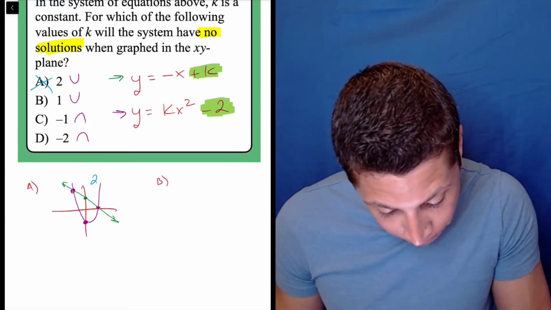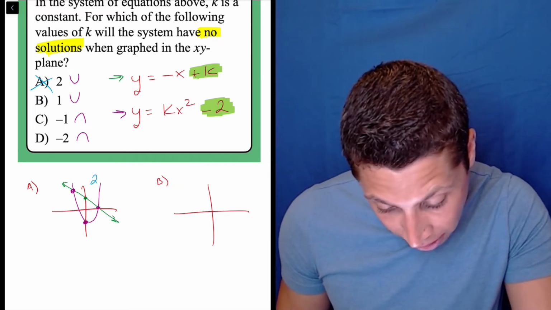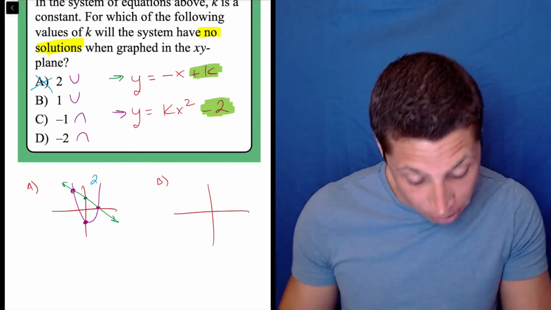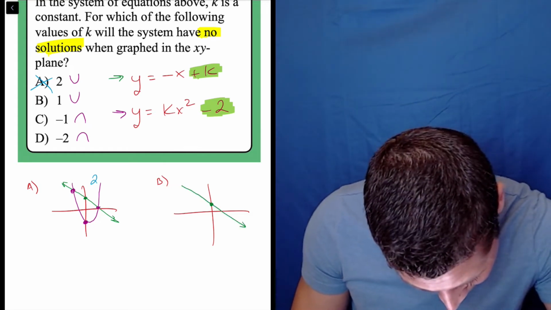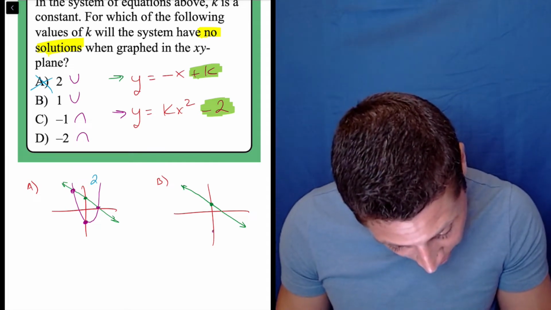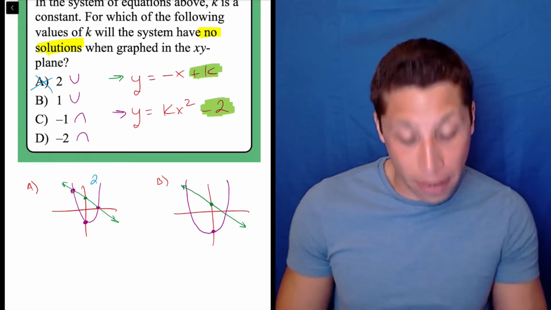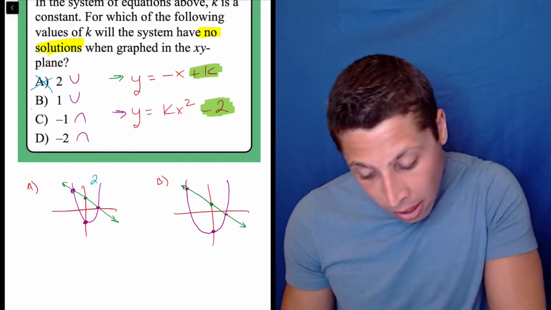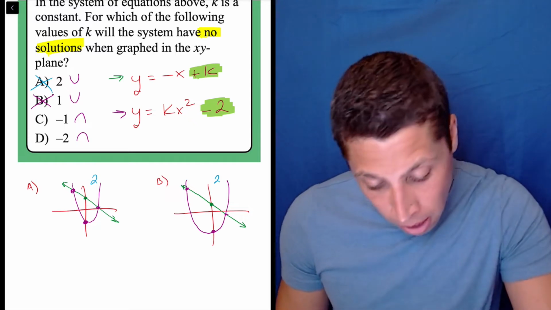Let's go to B. If I do choice B, same thing. We've got some y-intercepts to contend with. So now my y-intercept is 1, and my slope is still negative, so it's still going to do this. And my parabola has a y-intercept of negative 2 still, so I'll go down here, but it's still going to open up. So the same problem is going to happen where it's going to have 2 solutions, so it's not going to work. It's got 2 points of intersection. I need 0.